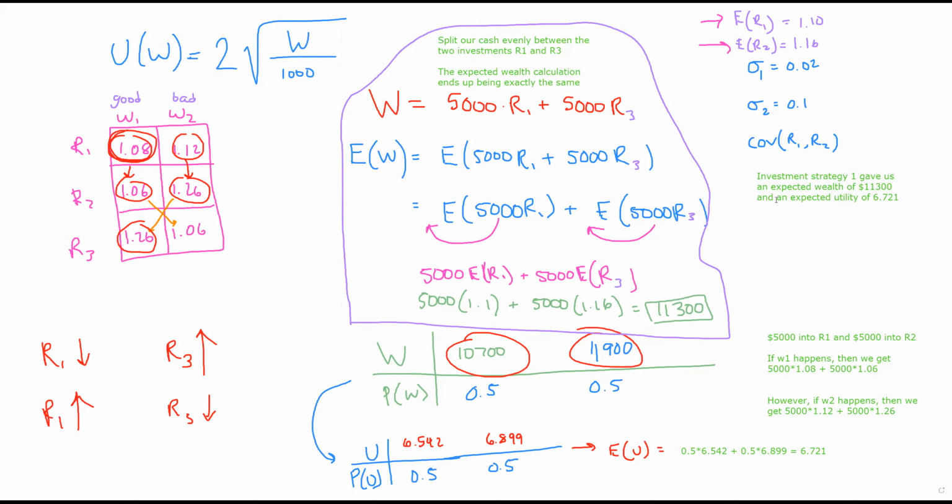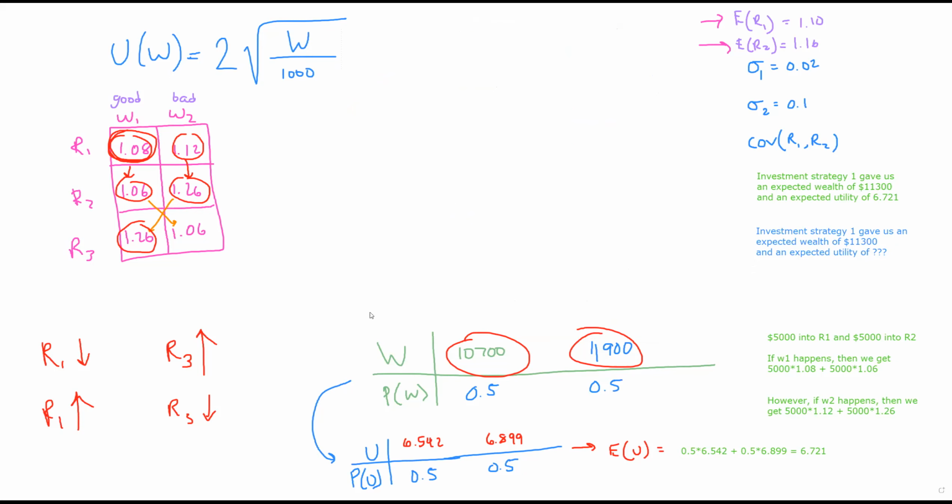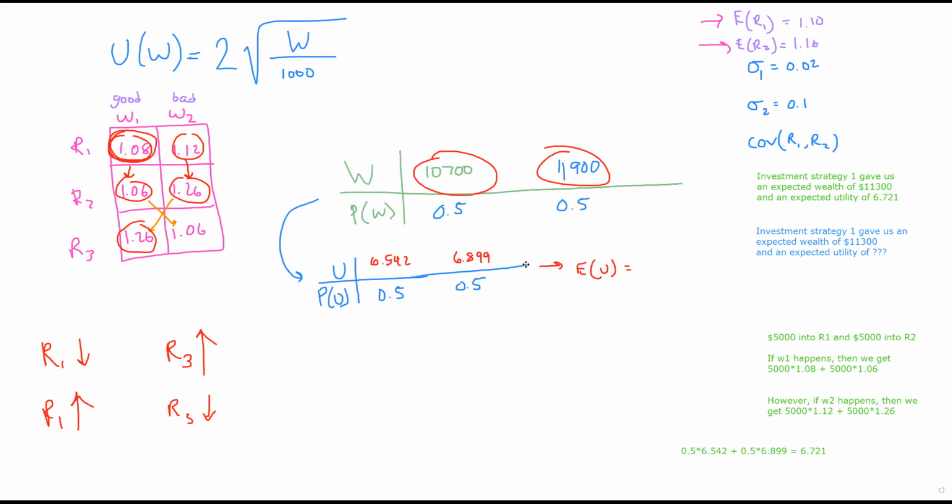So let's copy and paste. Now, again, this is merely the expected wealth. We do not know the expected utility yet because it might be a little bit different. So let's get rid of this stuff here. We now need to make a wealth table.